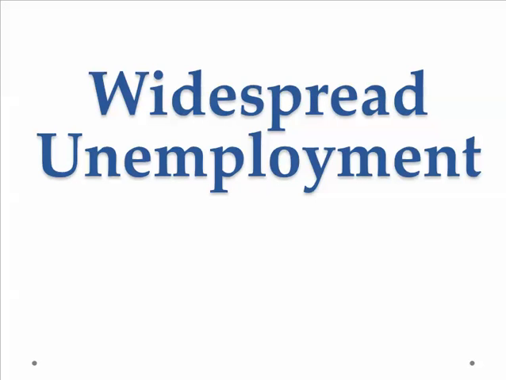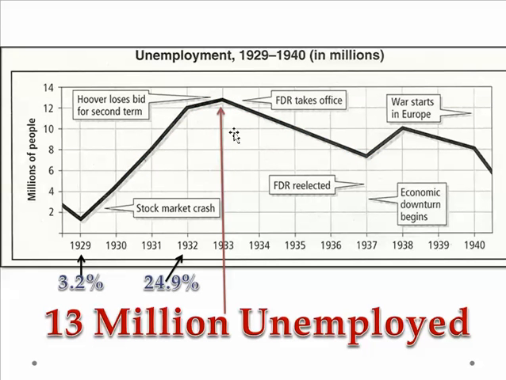All right, let's move on to widespread unemployment. This is unemployment all across the United States. And from 1929 to 1940, in 1929, the unemployment rate was at 3.2%. That's not bad at all. That's not many people without a job, okay? But by 1932, the lowest part of the Great Depression, unemployment had risen. The number of people without a job had increased. That's what this line upward means.